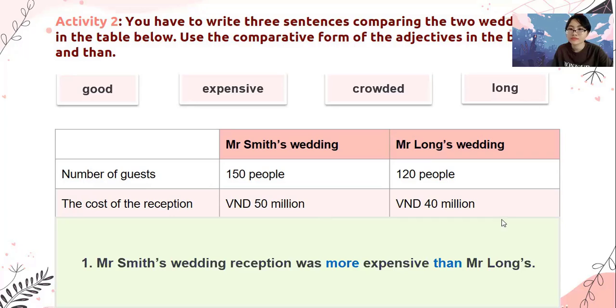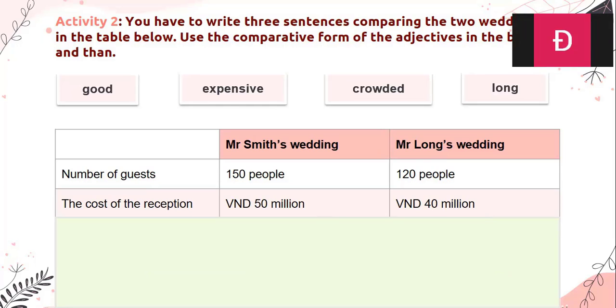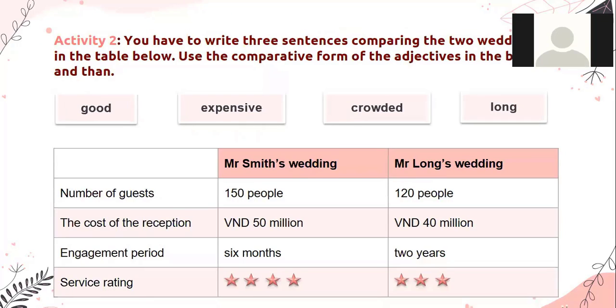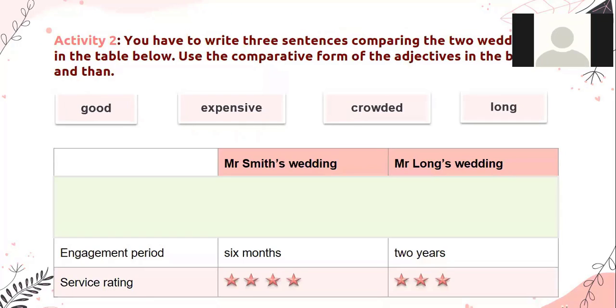So this is the answer for the first sentence. And Thi, can you choose someone to do the next sentence? I chose Tấn Tài. Yeah, teacher, I'm here. Okay, what is your answer? So Mr. Long's wedding was longer than Mr. Smith's wedding.